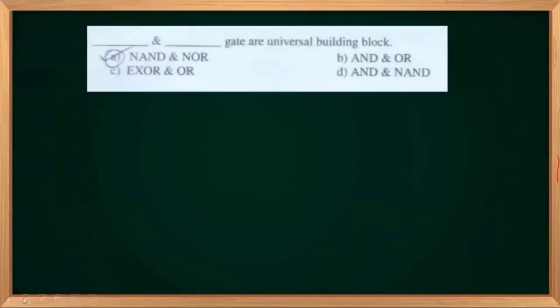Oh, this is a direct question. Dash and dash gates are universal building blocks that we have discussed right now. Which are those gates? NAND and NOR are universal building blocks. Okay. A option is the right choice. That was a straight question.